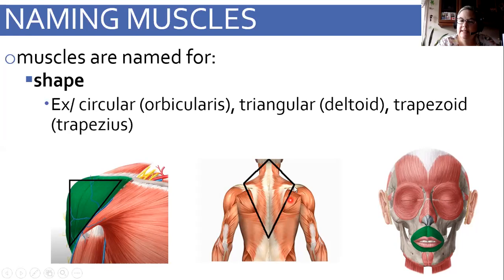Our trapezius, right? So we talked about the trapezius here in the back.